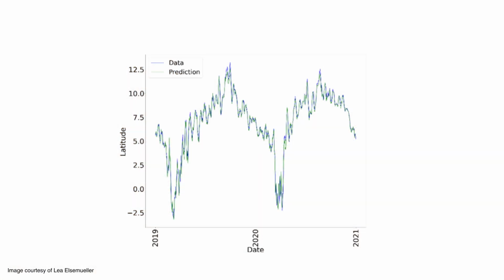This graph shows the latitude of the ITCZ through the year. You can see that the ITCZ does move from the north to the south through the year. However, most of the time it is actually in the northern hemisphere.